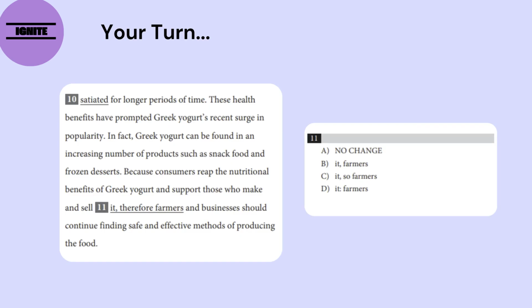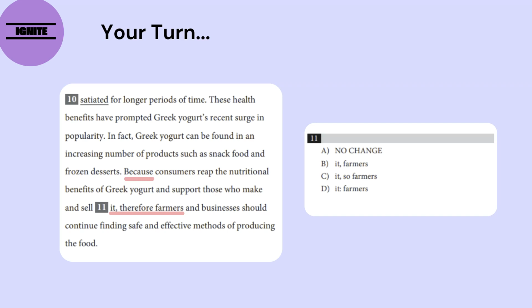Alright, now that you guys have tried this question, let's take a look at it more in depth. What is this question asking? It's asking us to look at the it, then, therefore, farmers phrase. So let's read that entire sentence. Because consumers reap the nutritional benefits of Greek yogurt and support those who make and sell it, therefore, farmers and businesses should continue finding safe and effective methods of producing the food.